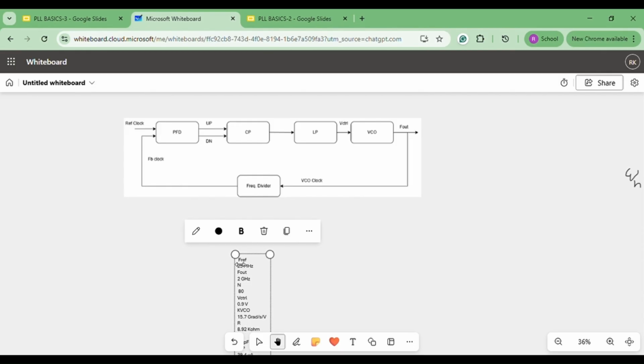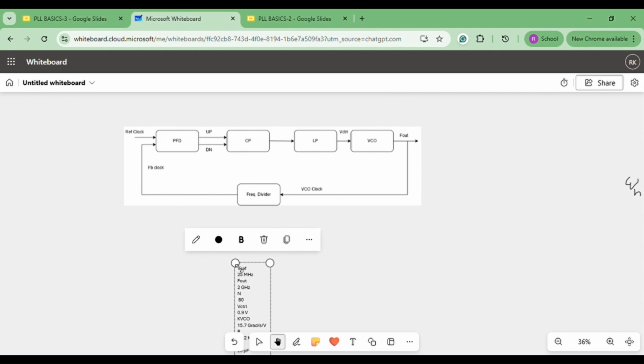So what we have decided is FREF should be 25 megahertz. I hope it's visible. So what we have decided is the reference input clock is a 25 megahertz input. Then what we are targeting is output frequency to be 2 gigahertz. So basically, we are designing our PLL for 2 gigahertz of frequency.